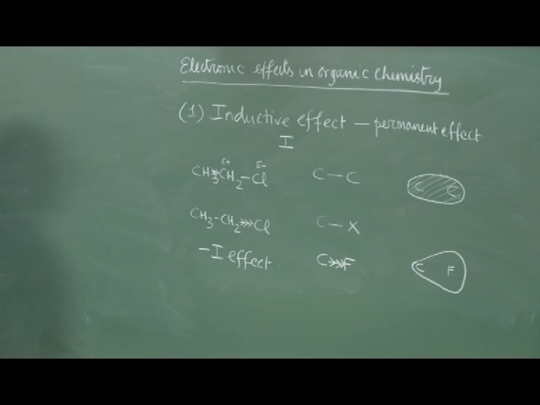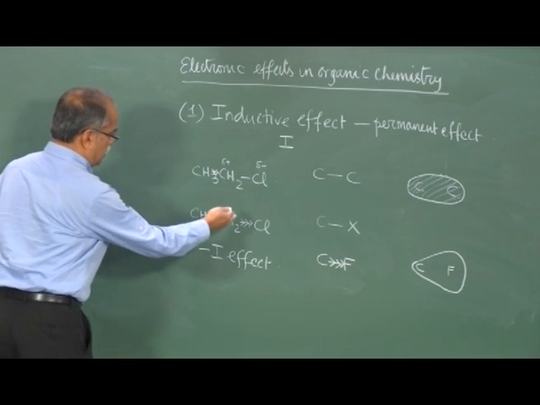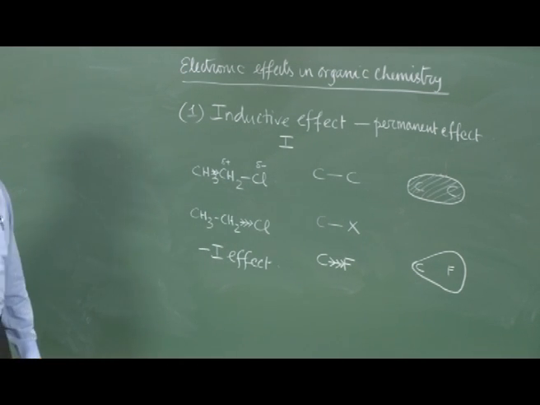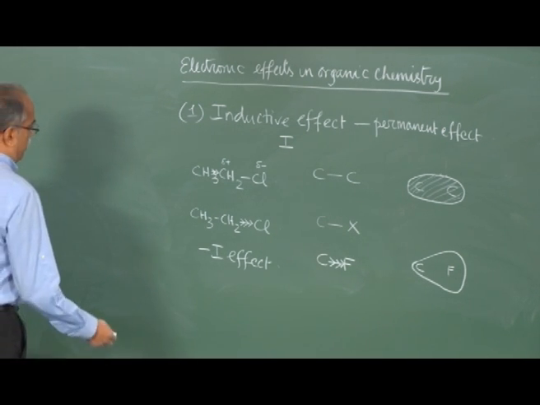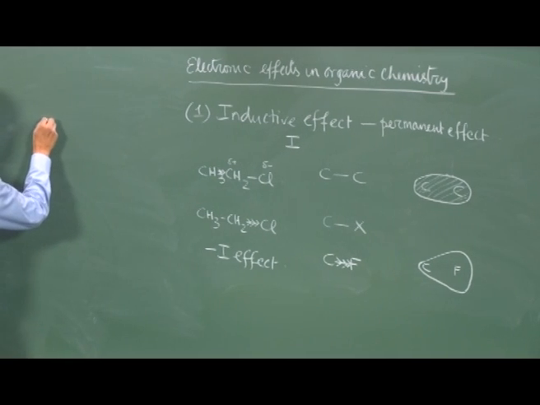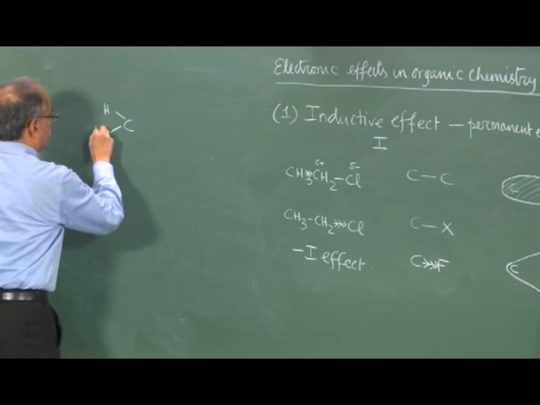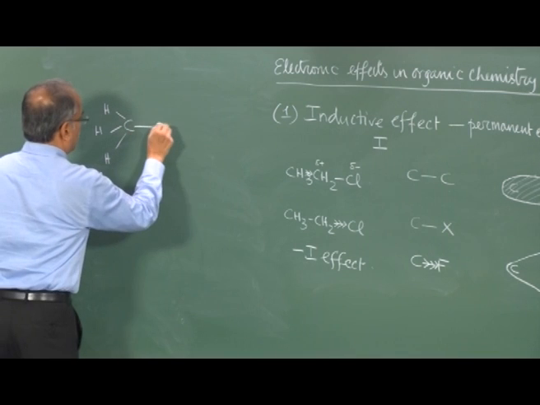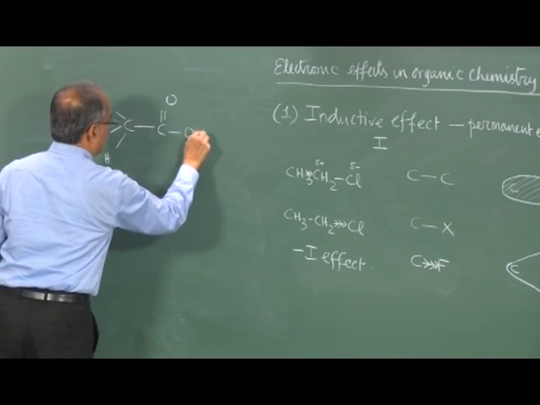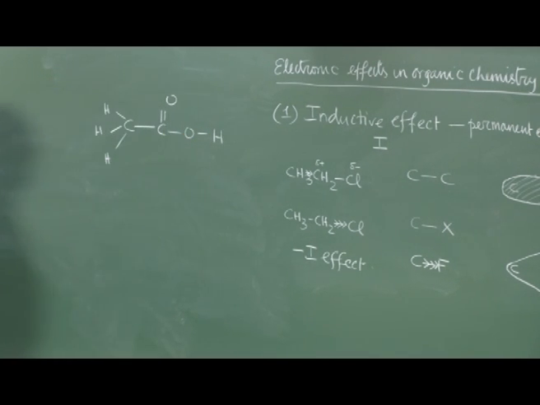Now, what is the consequence of the inductive effect? The consequence is that the bond is polarized, and as a result, you have charges or a dipole being developed in this molecule. Let us take the example of this, the acetic acid molecule. Acetic acid ionizes to give the acetate ion, and that is the reason it is an acid.